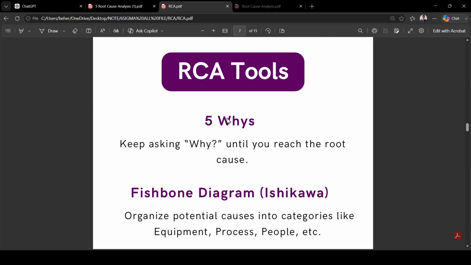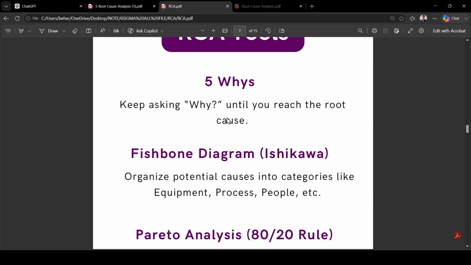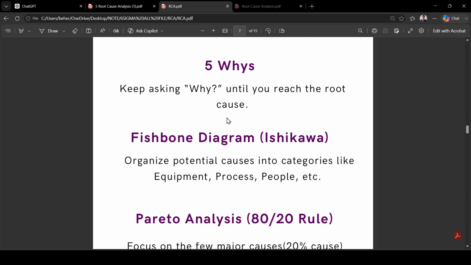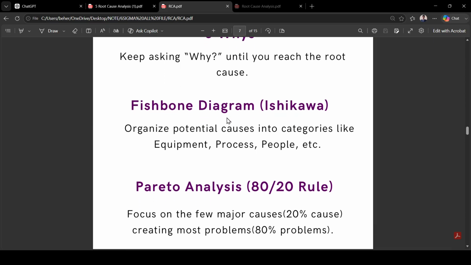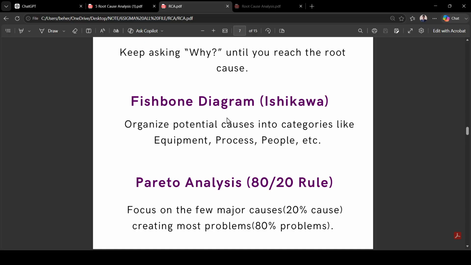Then root cause analysis tools. Five whys: keep asking why until you reach the root cause. Then the fishbone diagram or Ishikawa: organize potential causes into categories like equipment, process, people, etc. Then Pareto analysis, the 80/20 rule: focus on the few major causes, the 20% of causes creating most problems, 80% of the problems.